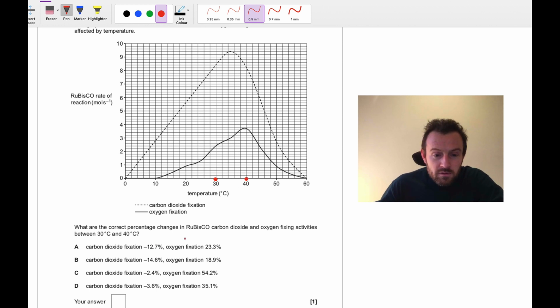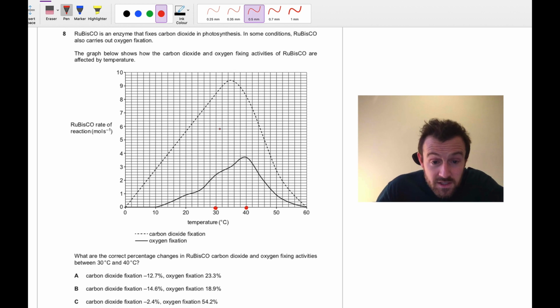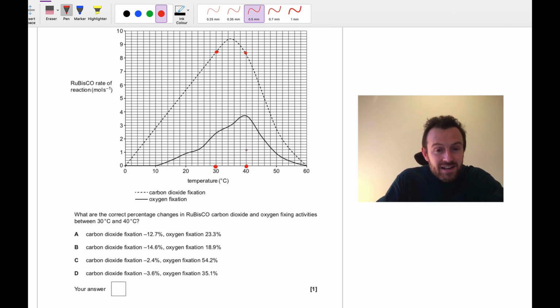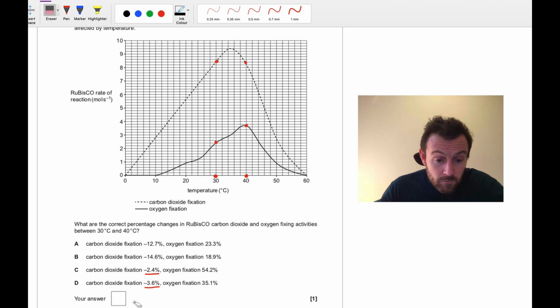All right, carbon dioxide fixation goes, well actually this is going to be an easier one than you think. Carbon dioxide fixation at 30 is there, and at 40 is pretty much the same, isn't it? So it might go down a fraction. Carbon dioxide fixation is down a tiny fraction, so I'm going to say that we don't even have to do the maths. It's going to be one of these two. One of those two, down a small, tiny amount.